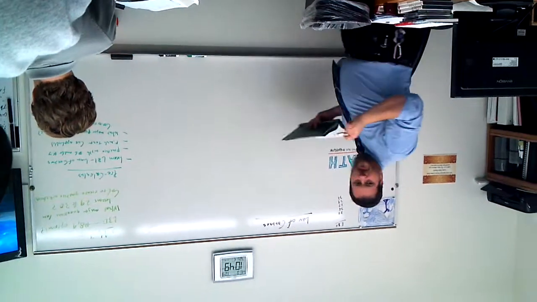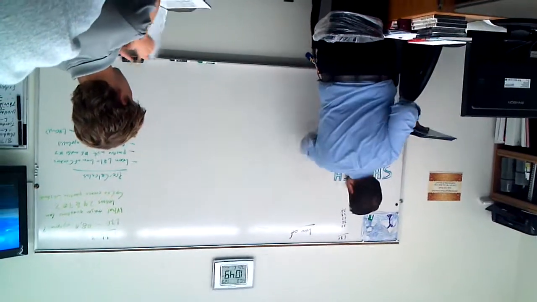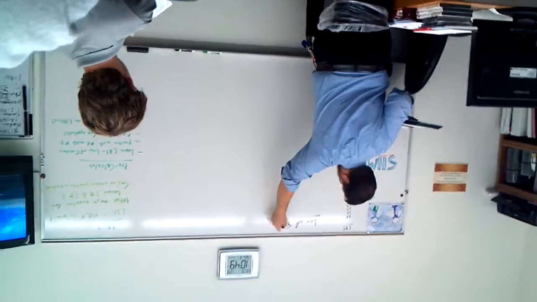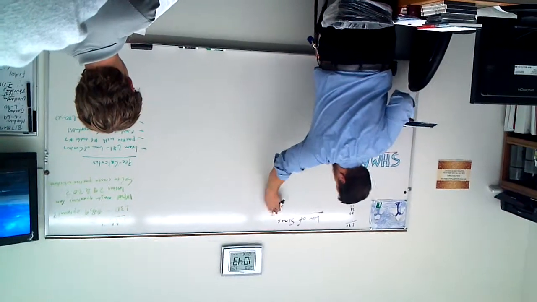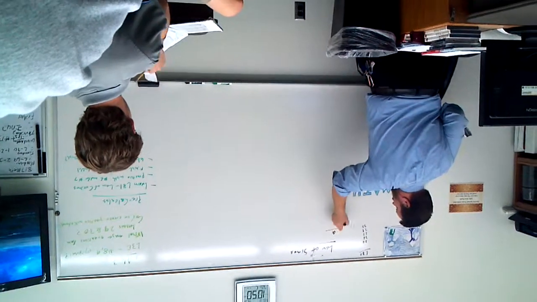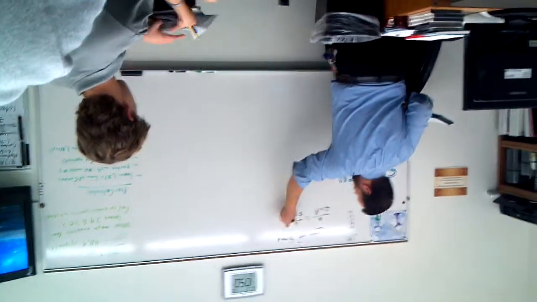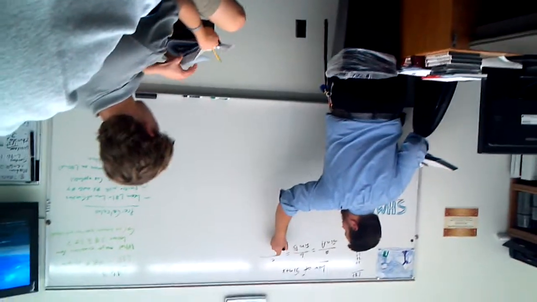Do you have the law of sines written down, by the way? If you don't have the law of sines, make sure you have it written down. What's the law of sines? Anybody remember? A over sine of A equals B over sine of B equals C over sine of C. Easy to remember, but if you don't remember it, you better write it down.